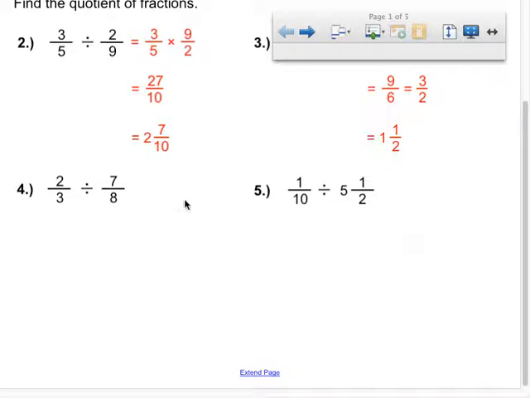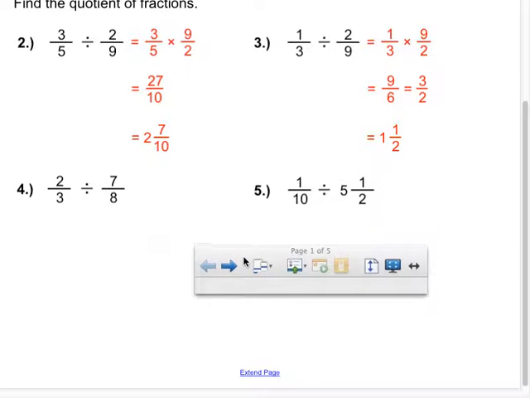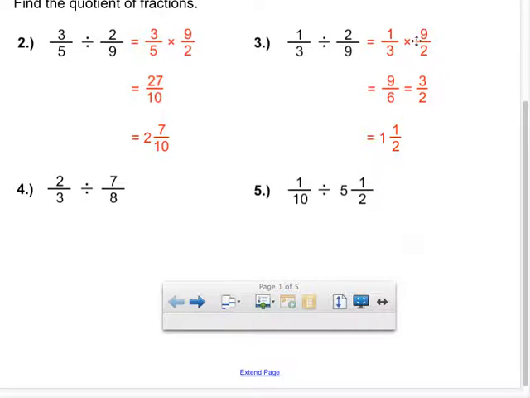Yeah, before that, you can also cross cancel. Right, you can cross cancel. Yes, the 9 and the 3 could have canceled out. There's several ways that we could have done that. Okay? So number 3, first you have to change the division sign to multiplication. Right, we already covered that one. So do you want to explain number 4 to us?